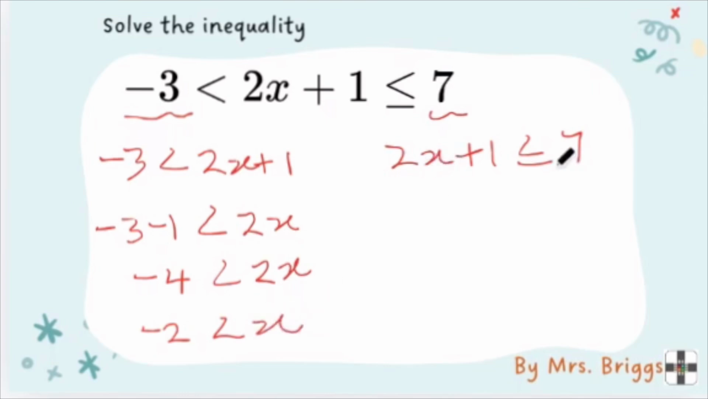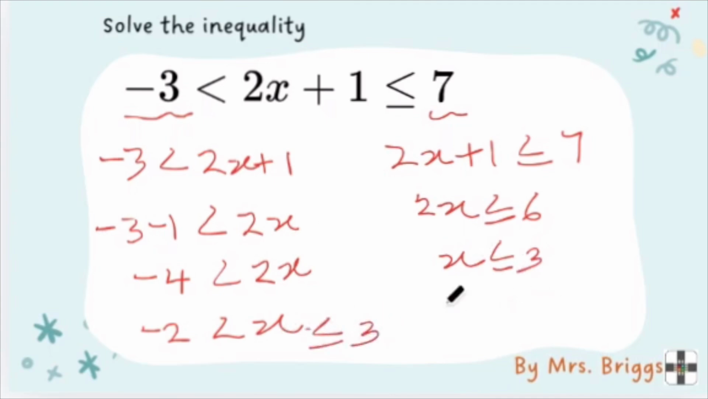And then we'll deal with this part now. 2x is less than or equal to 6, and x is less than or equal to 3. So we just bring down here less than or equal to 3. And that will be the end of the last problem.